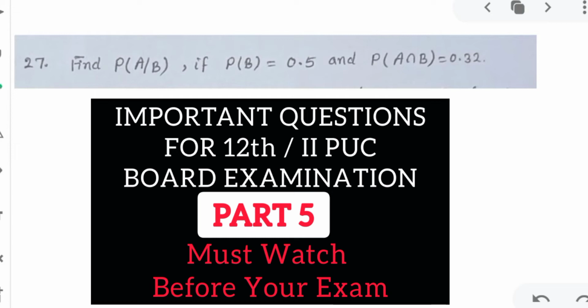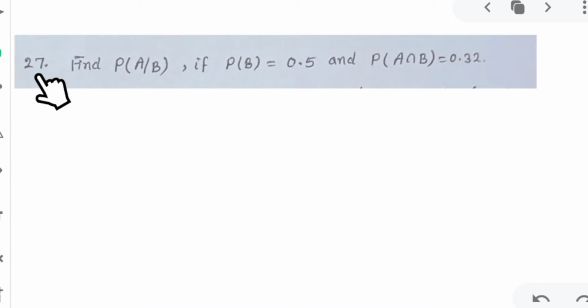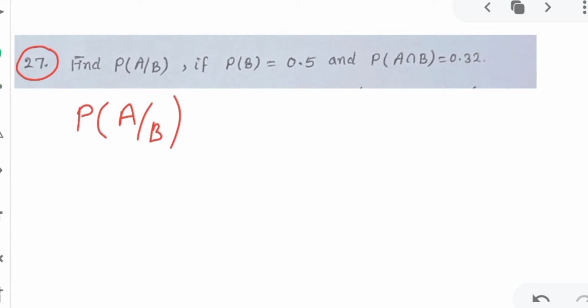Okay, so we are discussing the 1 mark question. We'll start with question number 27: find probability of A/B if probability of B is 0.5, probability of A intersection B is 0.35. This question is from conditional probability. We have to find the probability of A when B has already occurred, correct? Probability of A/B. Okay, so this is based directly on a formula.